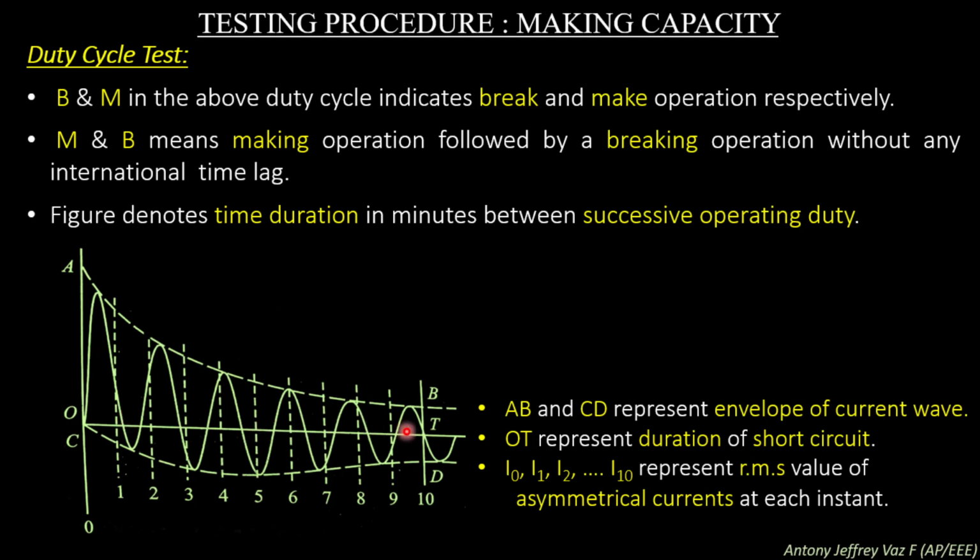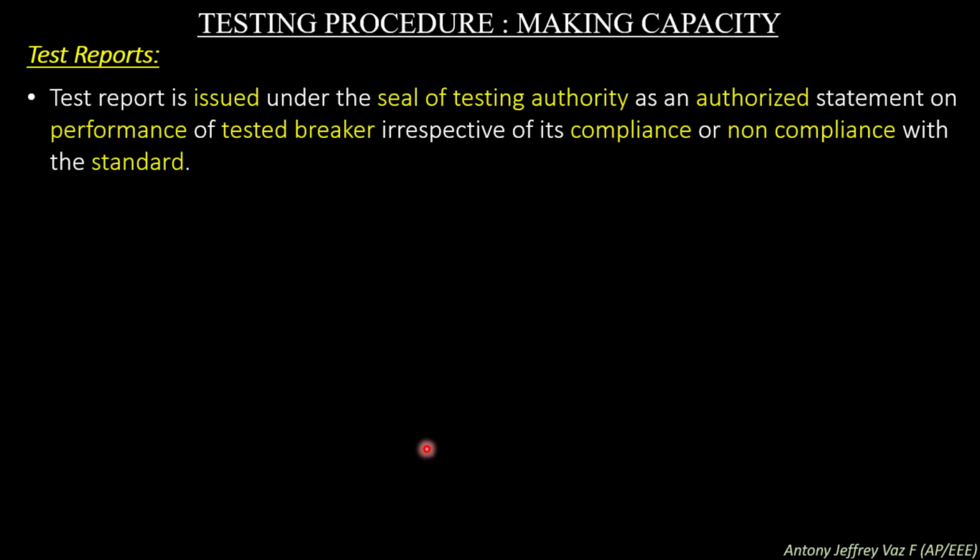You can see the time on the x-axis and the magnitude of the making operation and breaking operation in the y direction. You can see A, B and C, D represent the envelope of the current wave. So here A, B, C and D represent the envelope, that is the circumference of the current wave, and OT represents the duration of short circuit current. The O and T represent the short circuit current time duration, and I0, I1, I2 till I10 represent the RMS value of the asymmetrical current at each instant.